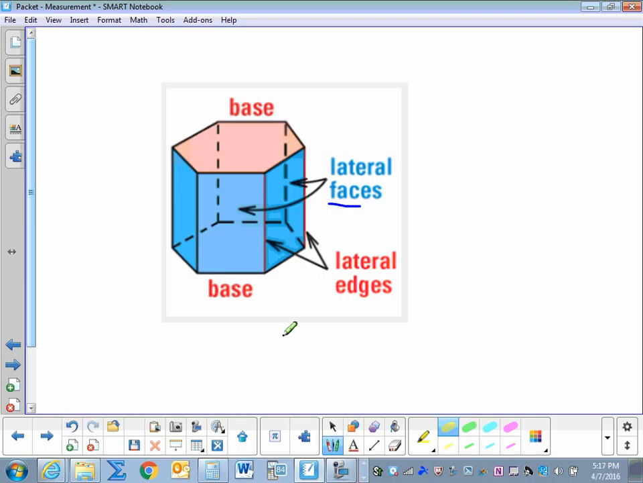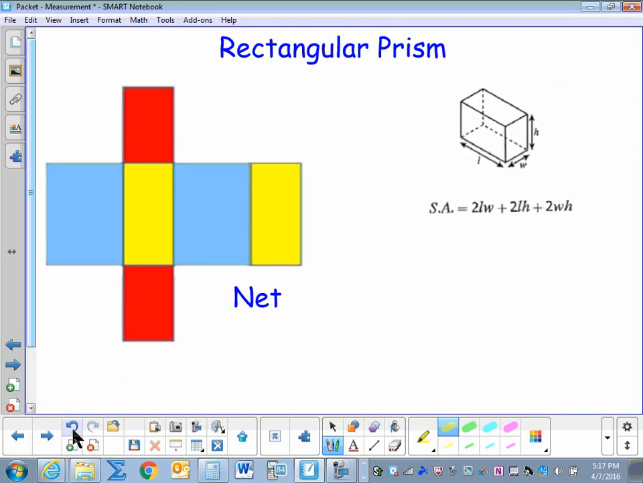When we work with three-dimensional objects, we call the bottom and the top of the objects bases, and we call the sides faces. When we're calculating the surface area of a three-dimensional figure, it's helpful to represent it with a two-dimensional view, and we do this by drawing a net.